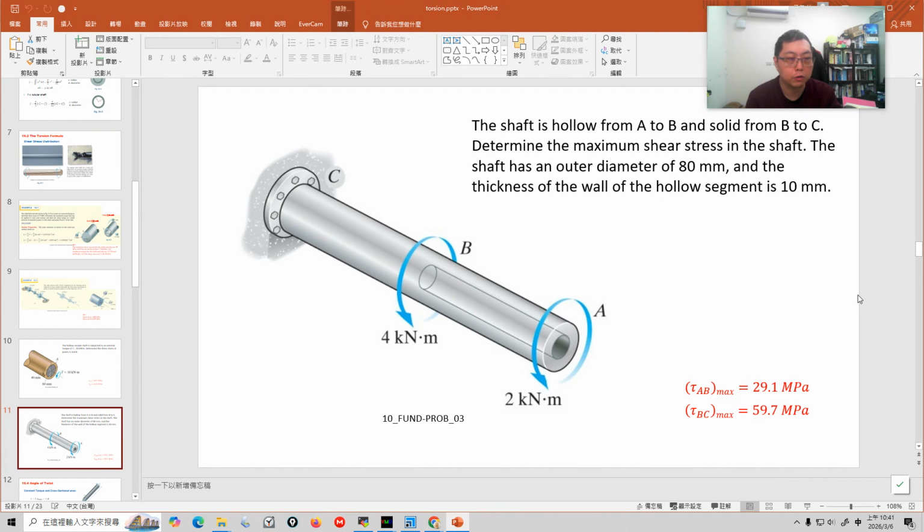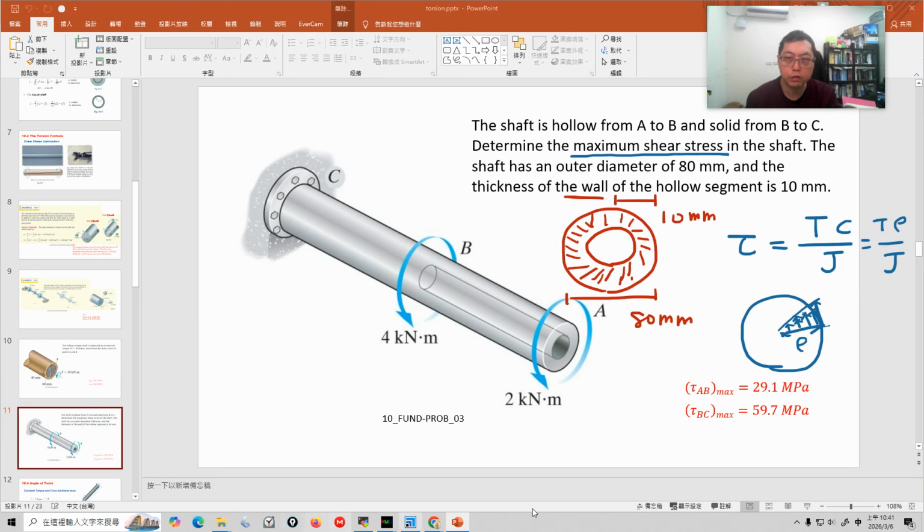This is a torsional torque calculation problem. We have a shaft here, and the shaft has two parts: the AB part and the BC part. The AB part is a hollow section, and the BC part is a solid section. It wants us to calculate the maximum shear stress in the shaft. So this is a shear stress calculation.